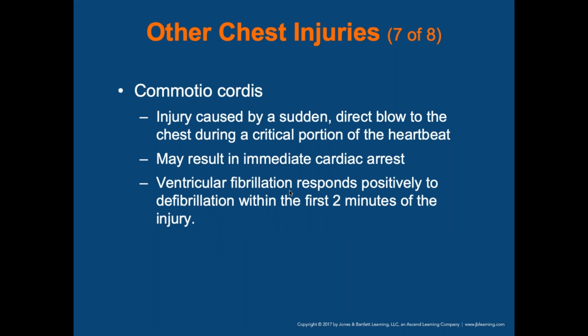Commotio Cordis is an injury caused by a sudden direct blow to the chest during a critical portion of the heartbeat. It will result in immediate cardiac arrest, and VFib responds positively to defibrillation within the first 2 minutes of injury. So let's say you're on a baseball field and they hit the ball and you take it to the chest. If the ball hits your chest on the QRS complex of the EKG rhythm, what they're saying is it's the R on T phenomenon, where your R wave comes up and is coming down for your S wave in that top portion, and it's coming down until you get struck in the chest. It can put you into VFib.